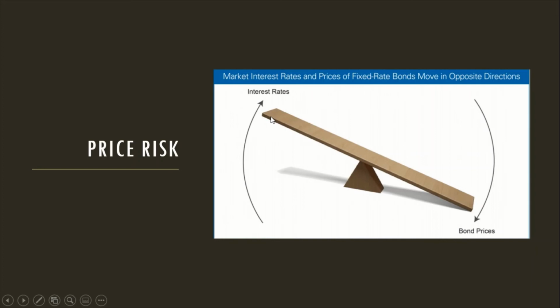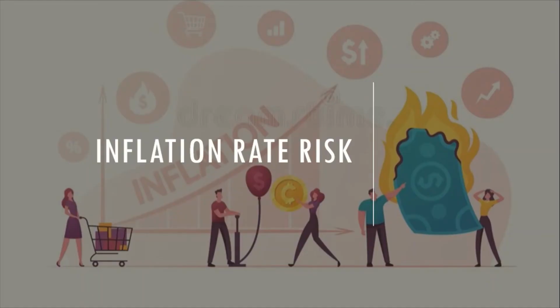I know it's very complicated, but always remember that they have an inverse relationship. Para na lang hindi kayo malito. Pagka tumataas yung interest rates, bumababa yung bond price because kung ikaw yung nagpapautang, no, ayaw mo na tumaas yung interest rate kasi hindi yun favorable sa'yo. You would want a higher interest rate kung ikaw yung nagpapautang. Okay? Next is the inflation rate risk.